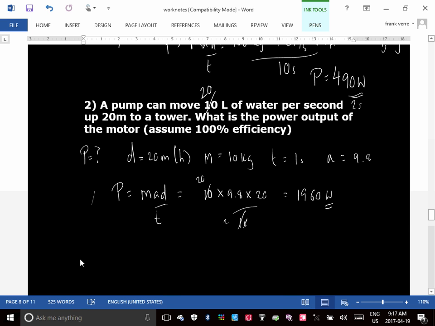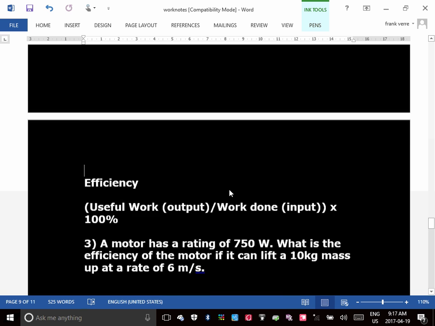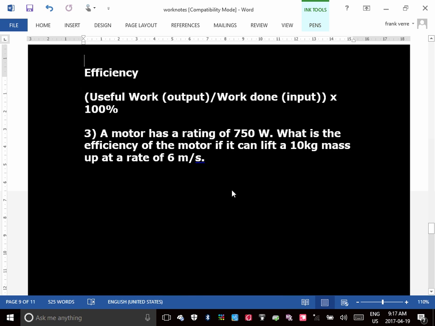Okay, one last question. This has to do with efficiency, okay? Because in the previous examples, we assumed that it's 100% efficient. Efficiency is a rating of how much useful stuff you get out of something over how much you put into it, and it's times 100%. And it can't be more than 100%, because if it's 100% efficient, that means you have no wasted energy. None. Zero. Is it possible for us to be at 100%? Maybe me, but not you guys.